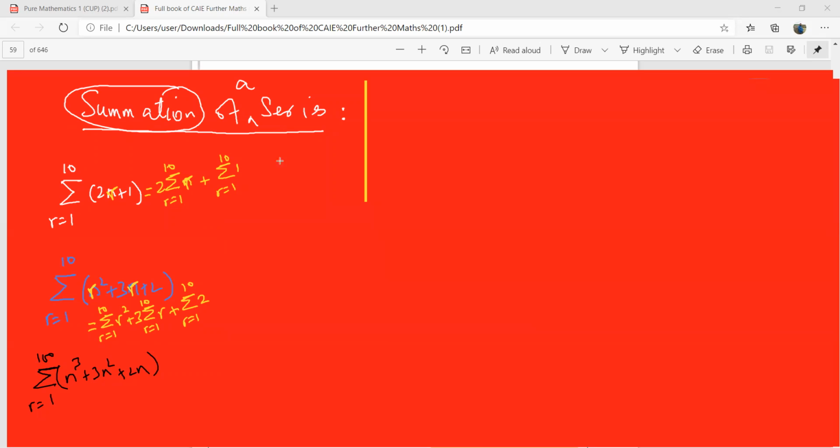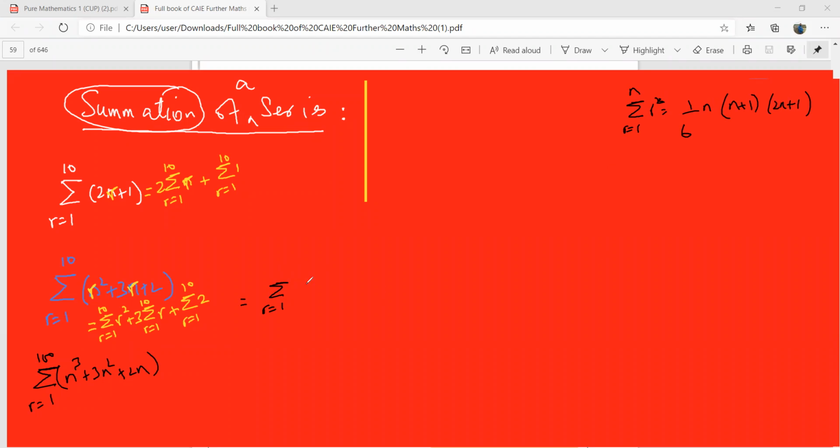Okay, so for example, let's do this one here. First of all, you would say this is going to be r from 1 to 10. So what was the formula for the sum of r from 1 to n of r square? That was 1 over 6 into n plus 1 into 2n plus 1.